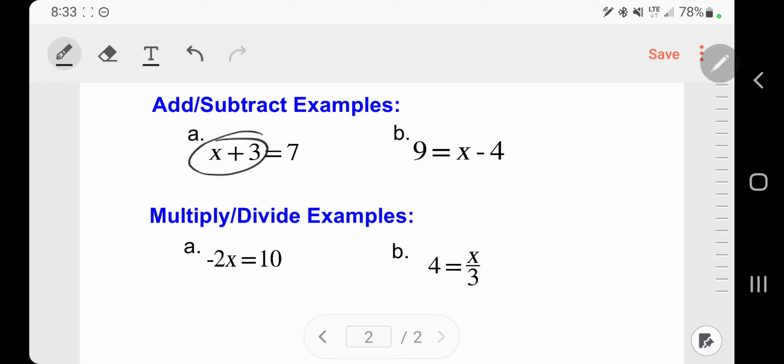We notice that in order to get our 3 moved to the other side, we're going to go ahead and do the inverse operation. If I see a plus 3, I'm going to subtract 3 from both sides. When I do that, my 3's cancel out, 3 minus 3, and I get x equals 7 minus 3, which is 4.